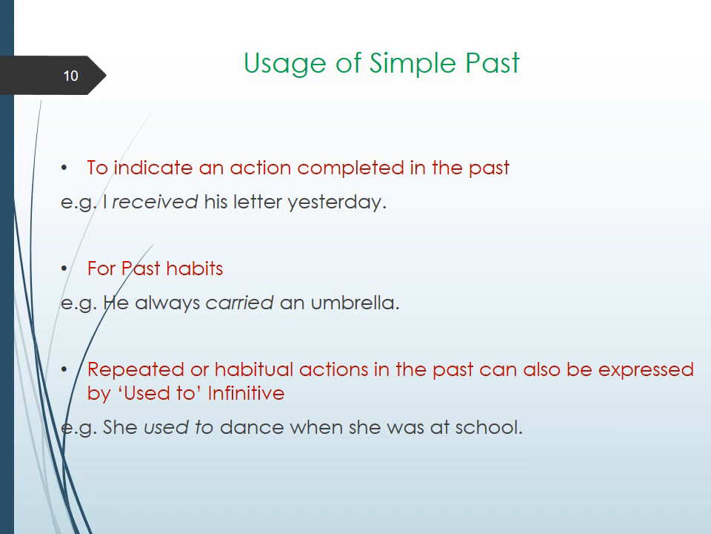Usage of simple past. It is used to indicate an action completed in the past. For example, I received his letter yesterday. For past habits, example, he always carried an umbrella. Repeated or habitual actions in the past can also be expressed by used to. Example, she used to dance when she was at school.